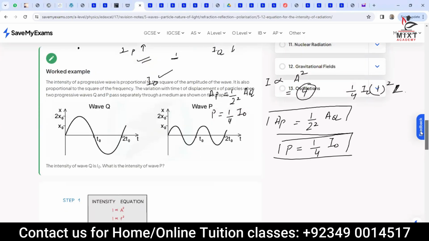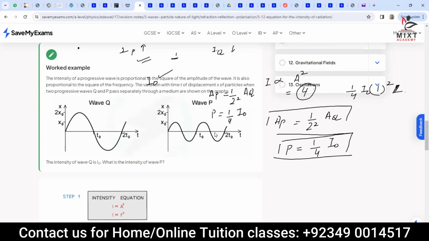This is Q and that is P. The second one is smaller, this one is bigger. Now you tell me how much smaller is this one and how much greater this one is. Technically the value should be 4 I naught and that should be I naught. If I give you a question like this, because intensity of Q is 4 I naught and this one should be I naught. But instead of that, they give you this I naught. So this one is definitely 1 by 4 I naught because that one is smaller on the right hand side. That's what they wrote in the form of equation.